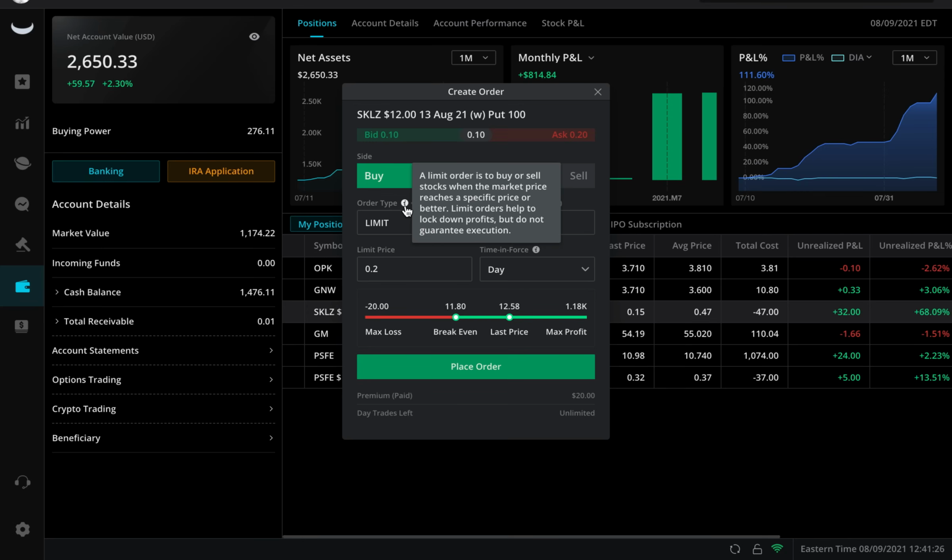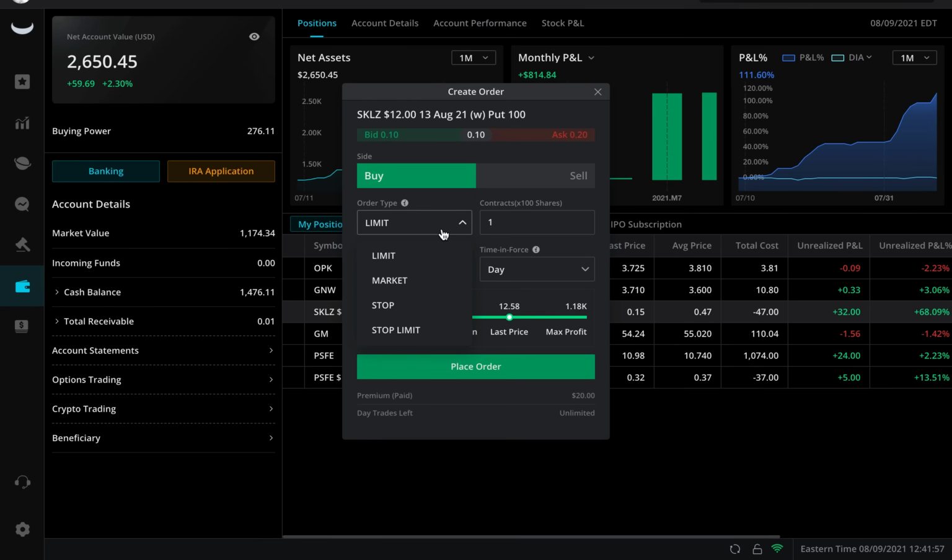If you hover over this icon, a limit order is to buy or sell stocks when the market price reaches a specific price or better. So limit orders help to lock down profits, but do not guarantee execution. So again, I like doing limit because, for example, if I leave it like this, I will walk away with at least $20. I'm not going to have to pay more than $20 for this. That's the most I'd have to pay by having 0.2 here, right?